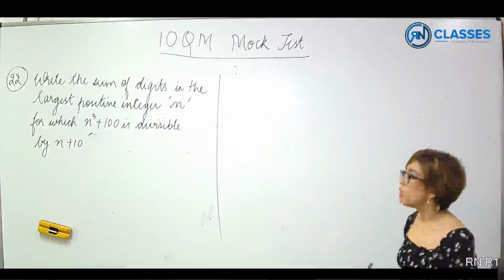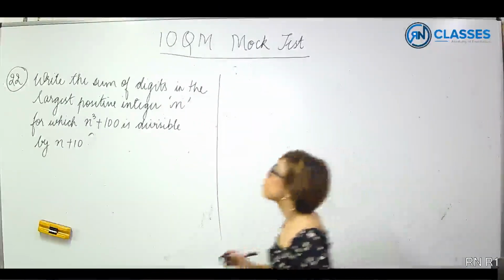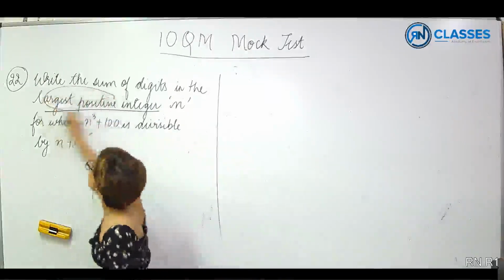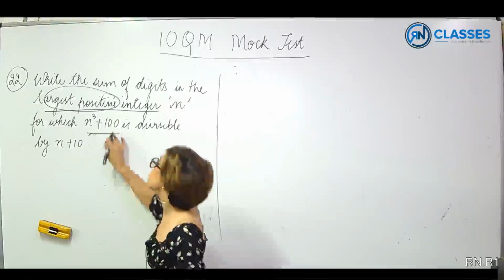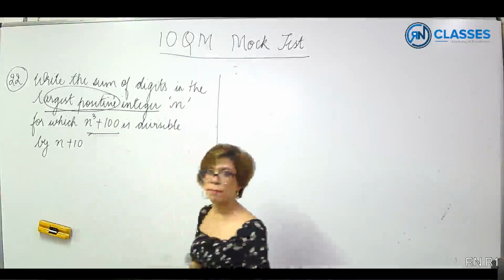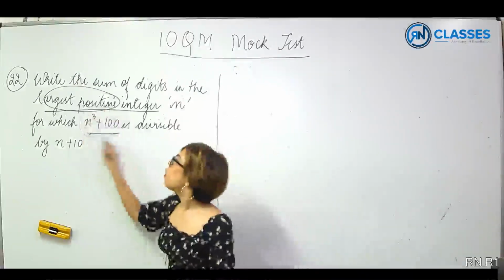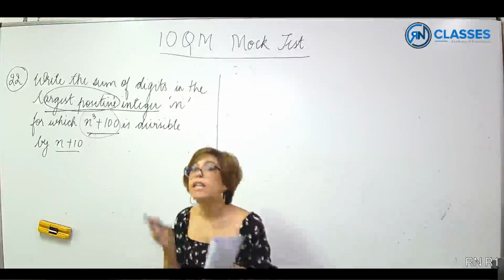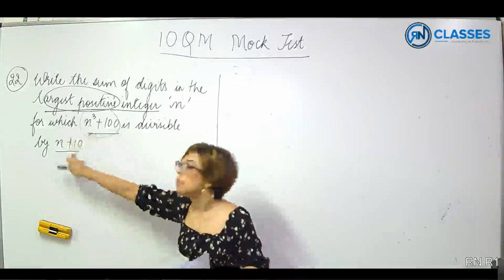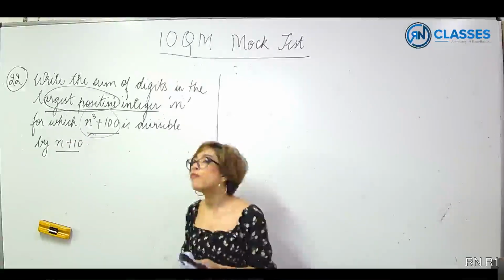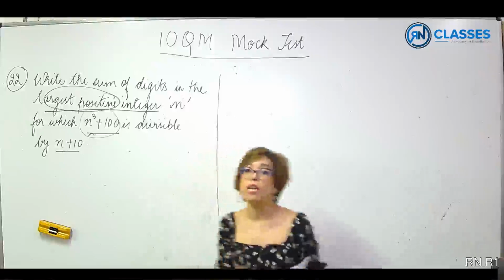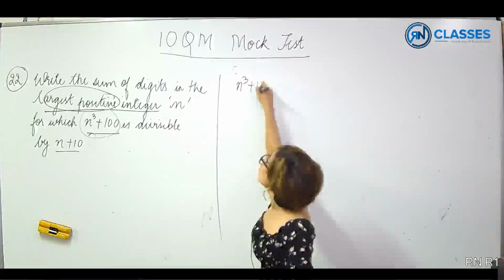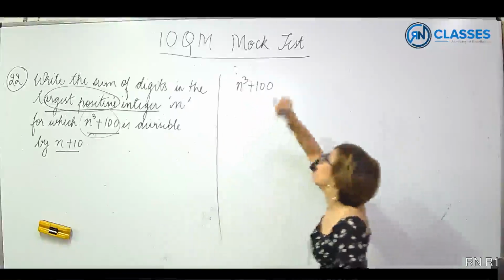Alright, next one. Now, he says, write the sum of digits of the largest positive integer n for which n cube plus 100 is divisible by n plus 10. Right? Now, I know that this polynomial is not exactly divisible by this. But for some values of n, this value would be divisible by this value. In fact, I need to find out the largest possible value of n. Right? So, n cube plus 100 should be exactly divisible by n plus 10.